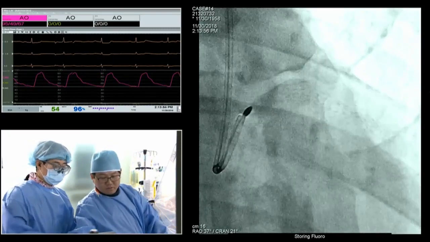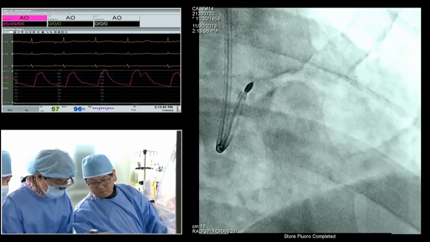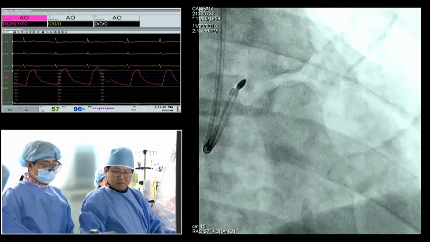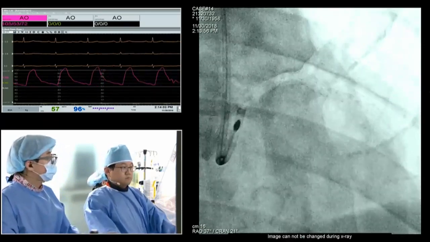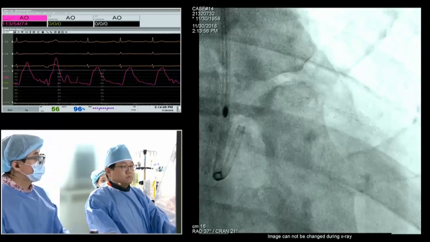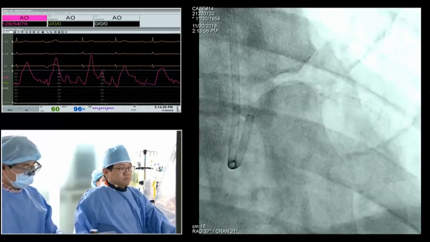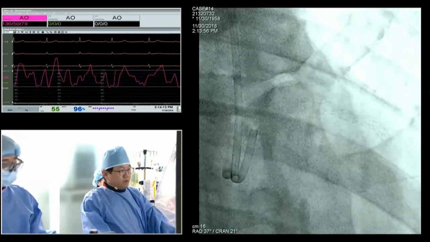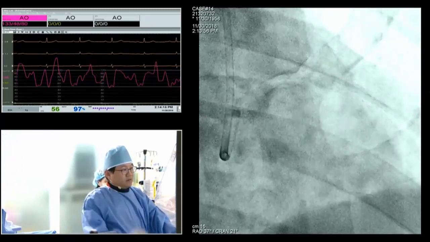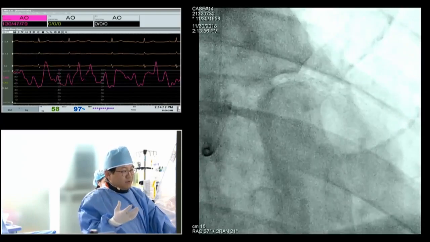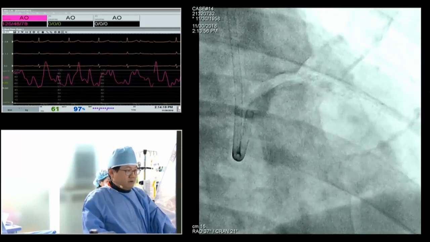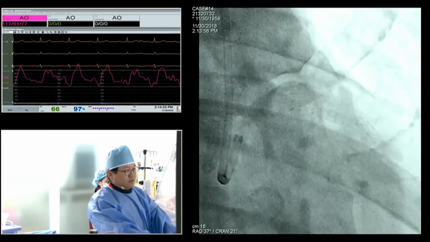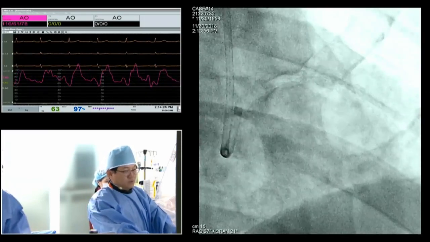Remove, please. Yes, I fully agree with you. A big burr can make large debris and carries a high risk of no-reflow. But to simplify the procedure, I'd like to start with the big burr, 2.0.